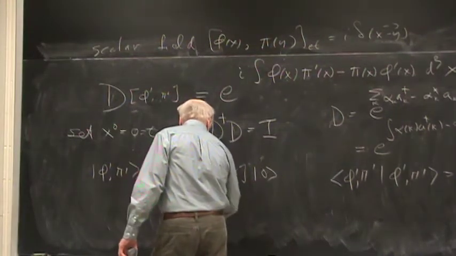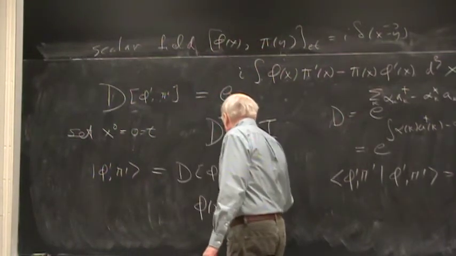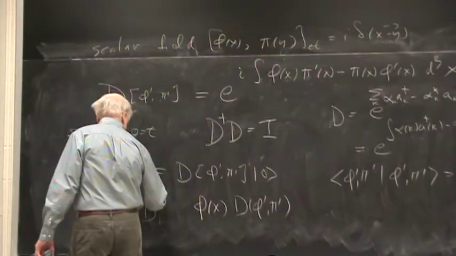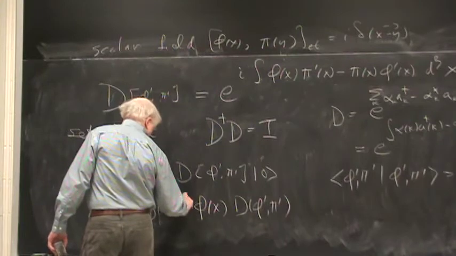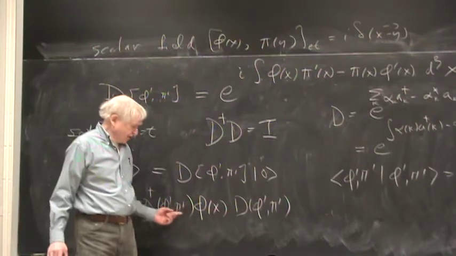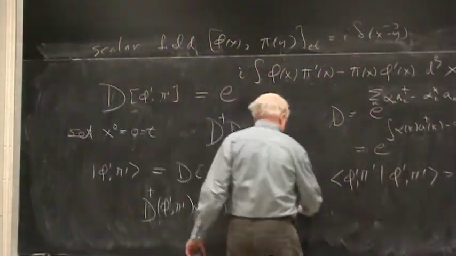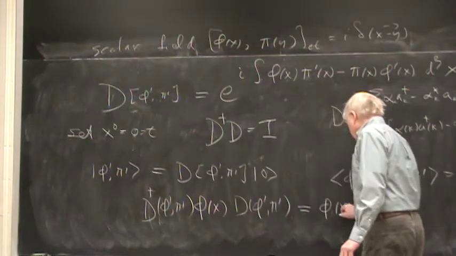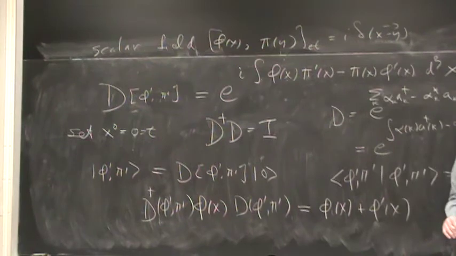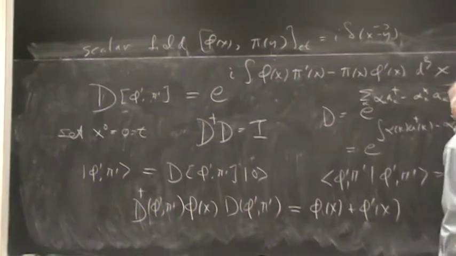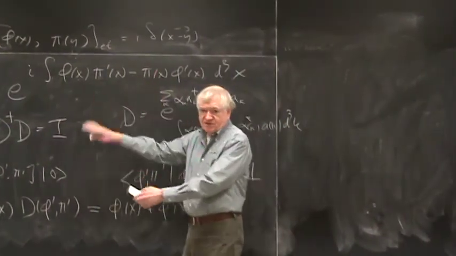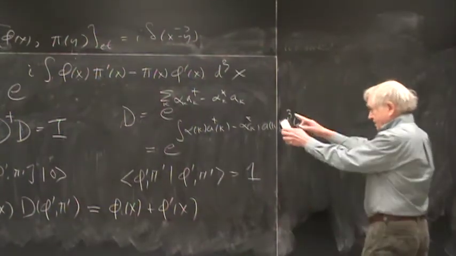Somewhat equivalently, you can just take D adjoint of phi prime and pi prime. D is a unitary operator. Let that act on phi, and then you see that this turns it into the field plus phi prime of x. And now you can do something similar, and all the coherent state formalism from quantum optics applies.